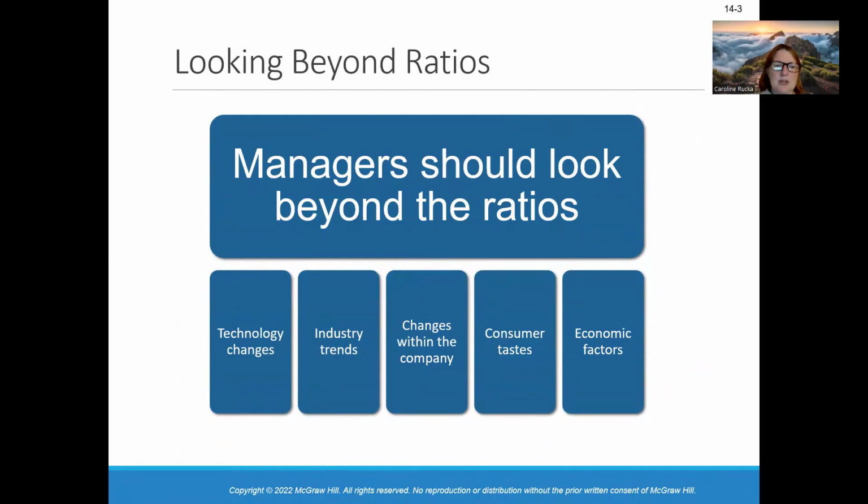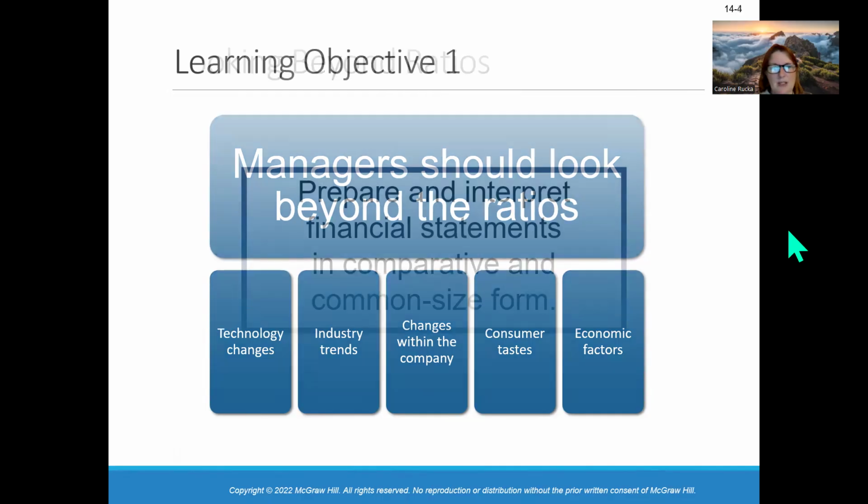It's important for managers to look beyond the ratios. We're going to give you some tools here, but always try to dig a little bit deeper. Be aware, I've said it a dozen times in this class, of your industry standards. Make sure you're making an apples to apples comparison. Also, look at changes in technology. Okay. What other changes are occurring within the company? Overall consumer behavior and other economic factors. Okay.